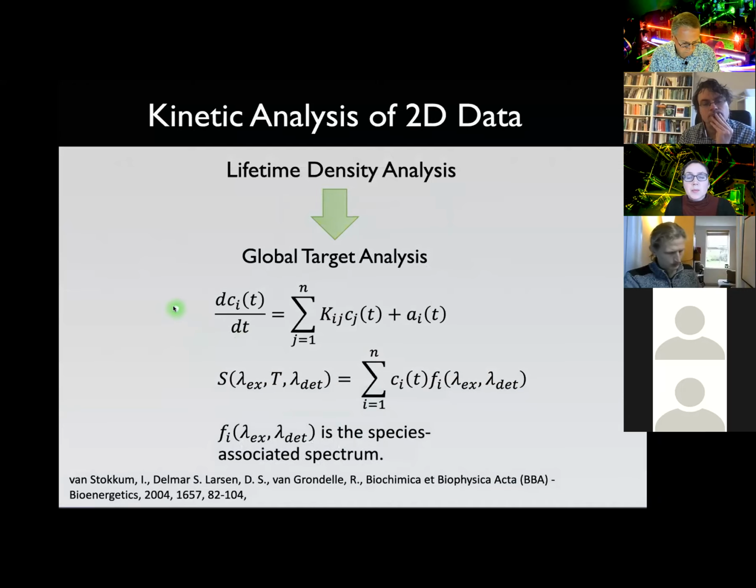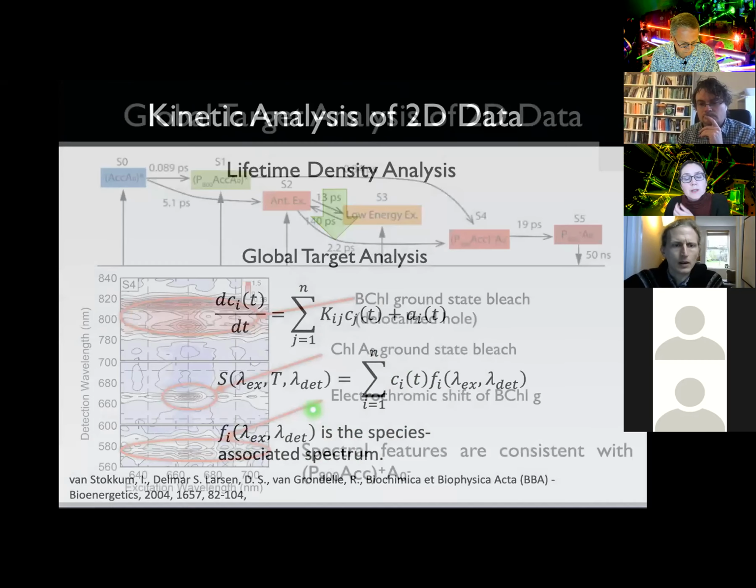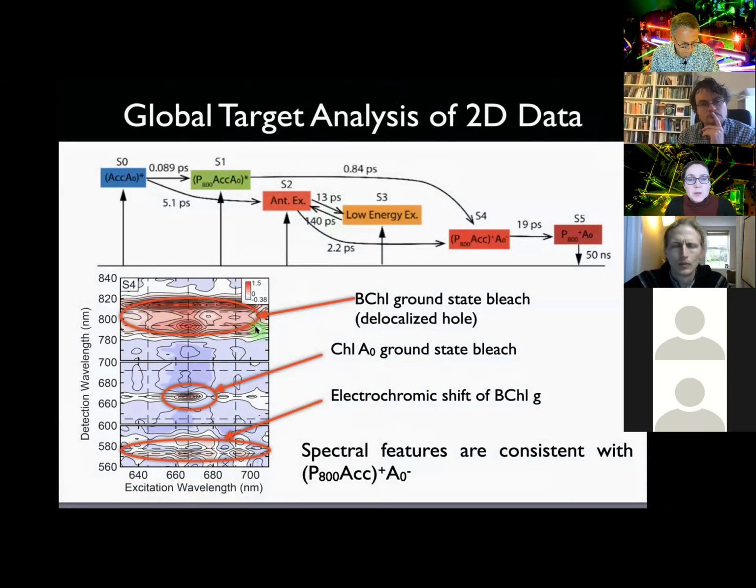We also did the analysis upon excitation of the antenna as well, and used that to form some target models. And then we did a global fit to those target models, where from the global target analysis we get time-dependent concentrations corresponding to various species-associated spectra. I'm not going to have time to go into detail through all of the spectra that we get out, but the punchline is that we were able to test quite a few different global target models, and this one in particular very nicely describes our data.